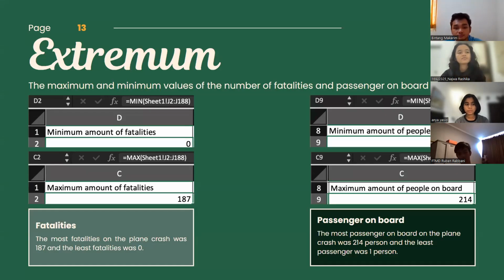Then the extremum, we obtain the minimum and maximum value of the fatalities and people on board. We use the function equals MIN and then block the cell of the fatalities. We got 0, and then MAX and then block the cell of maximum fatality, sorry. We got 187. Then we do the same, but blocking the cell of the people on board or passengers on board. We got 1, and then the maximum is 214.